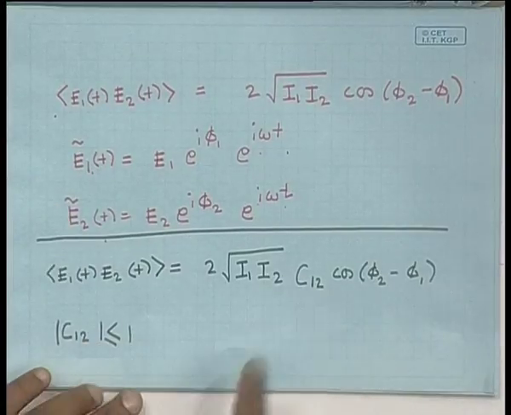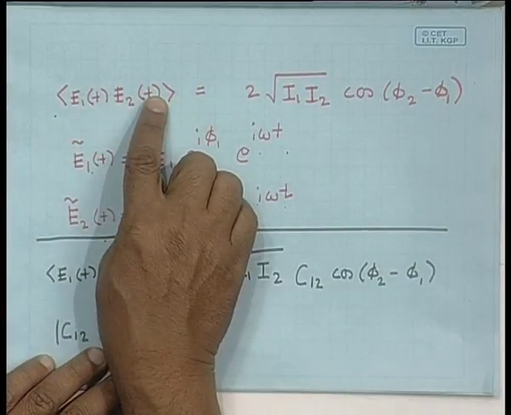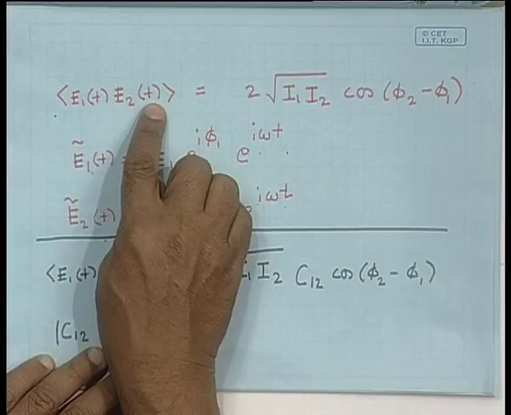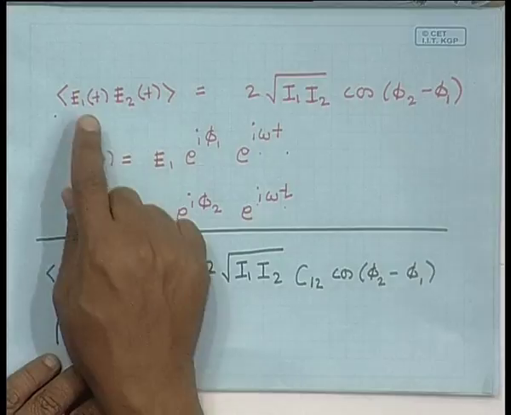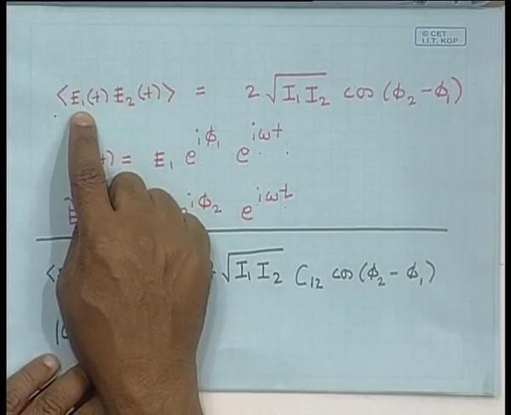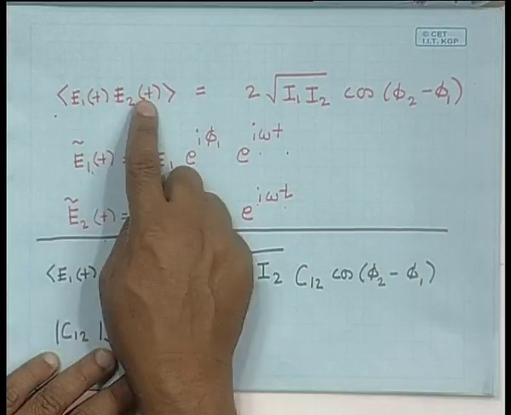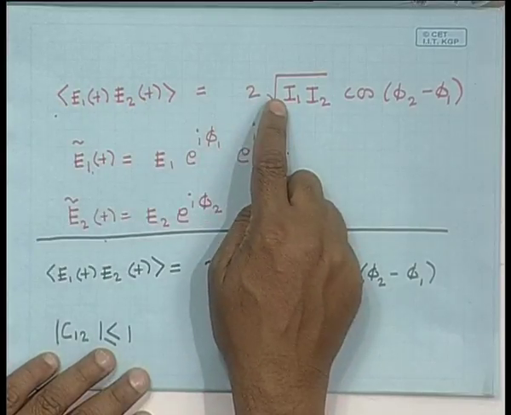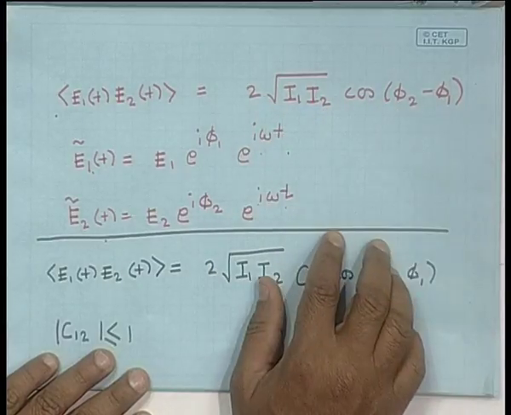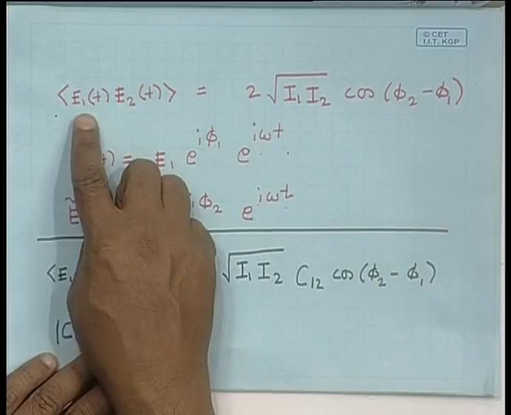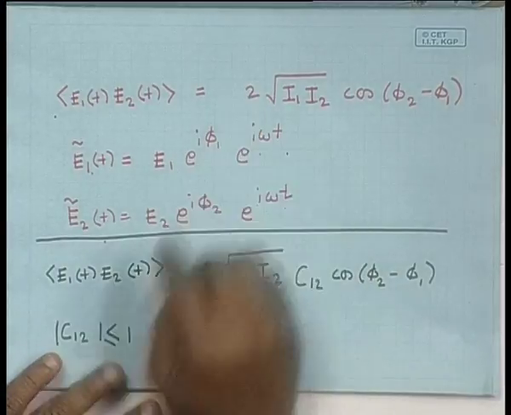Coherence, let me again remind you, is defined as follows. If I have two waves E1 and E2, where E1 and E2 both have only a single frequency which is the same. So, if E1 and E2 are both pure sinusoidals of a single frequency, then the time average of E1 into E2 is 2 times the square root of I1 I2 cos phi 2 minus phi 1. So, it is the square root of the product of the individual intensities into cosine of the phase difference, and there is a factor of 2 over here.